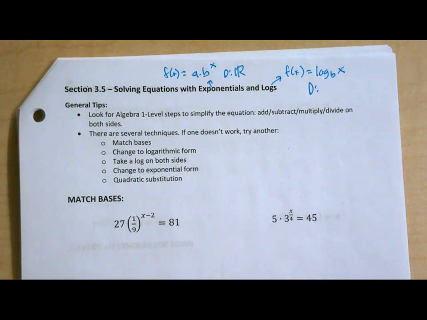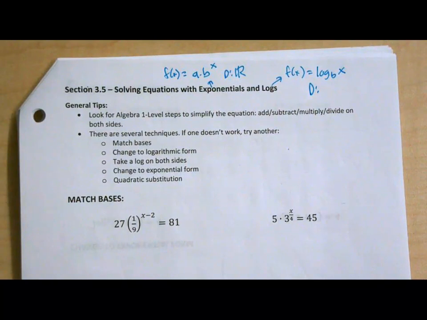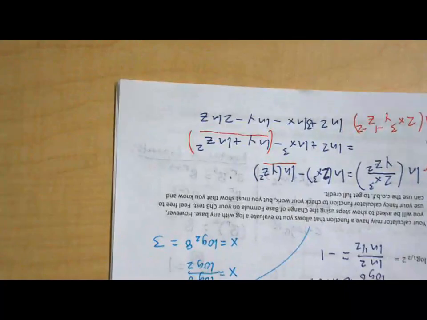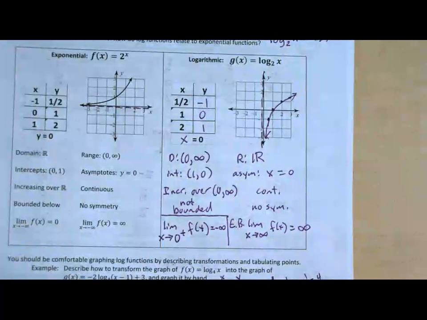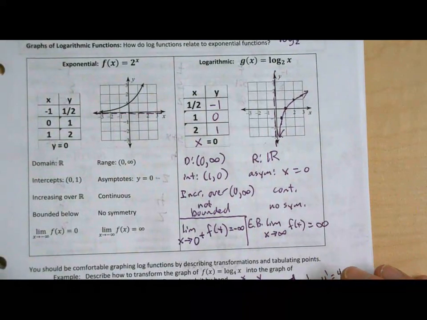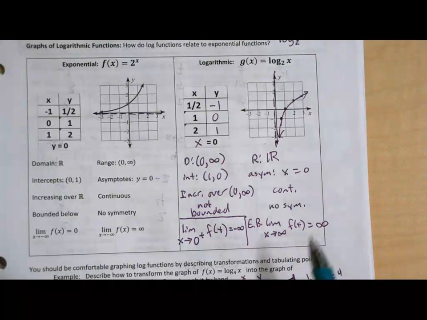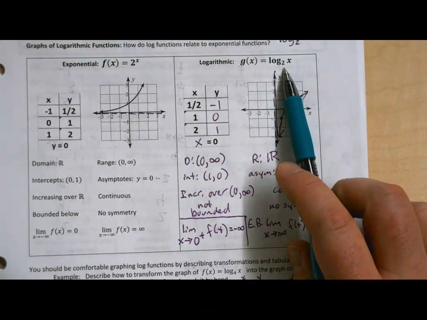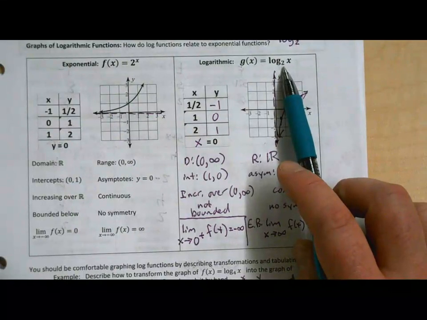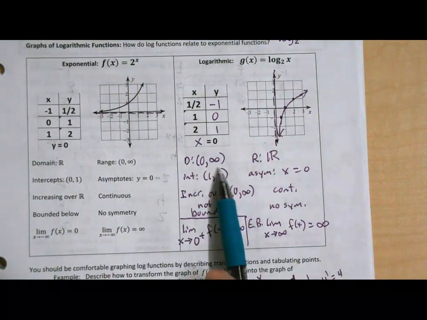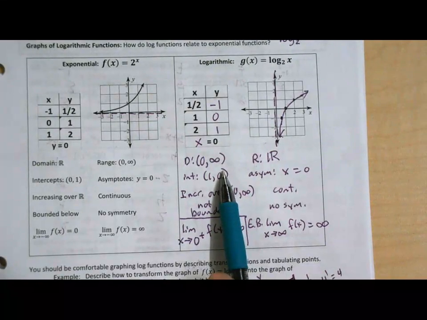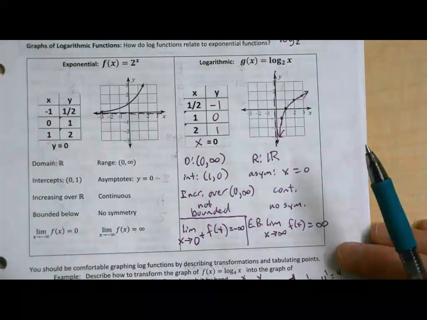If you need to go back in your notes and look, we wrote domain and range and all that stuff for logs a while ago. We graphed them. Where was it? Here it is. The domain for this log function is going to be the same for any log with any base: it's always going to be 0 to infinity. Can't be 0, can't take the log of 0, can't take the log of a negative number.